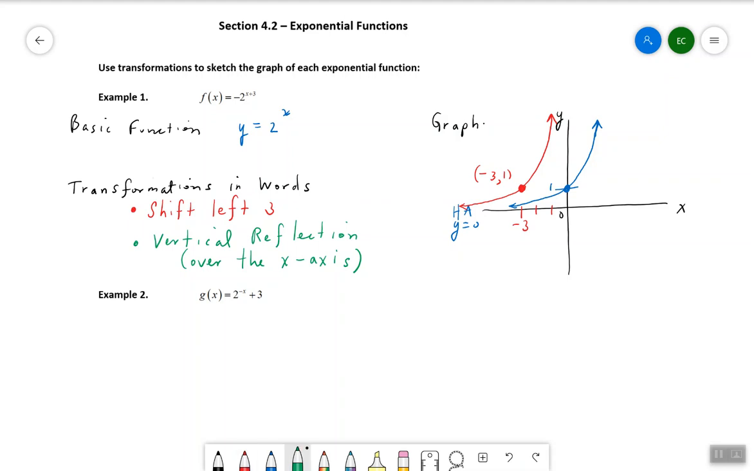And then the last step will be to reflect over the x-axis. Again, we'll work from the point at -3, 1. And when we reflect it over the x-axis, it's going to wind up over here at -3, -1. And then we can draw the rest of the reflection through that point. Notice the horizontal asymptote never changed. It's still at y equals 0.